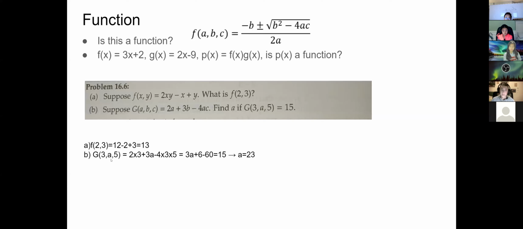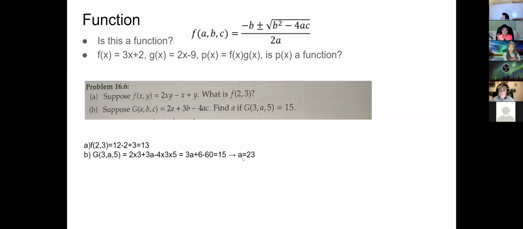you want to find a if 3a5, right? So you put 3 in the place of a and a in the place of b. So this is trying to confuse you. They use ab in here, but then a in here. a is actually the b. So that's 3a minus 4, 3, 5, right? So this is 15. Therefore, a equals 23.